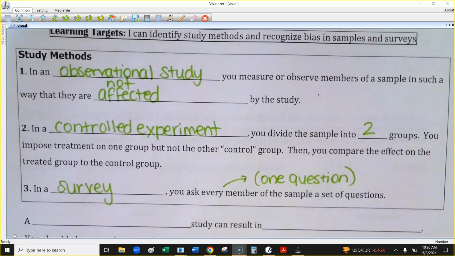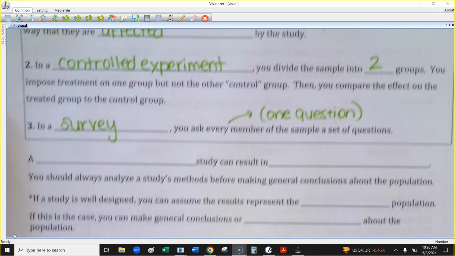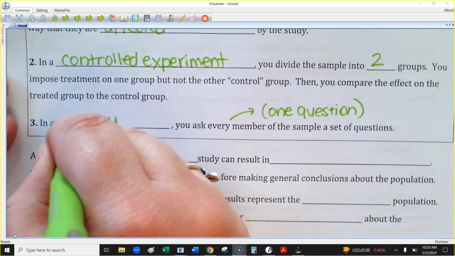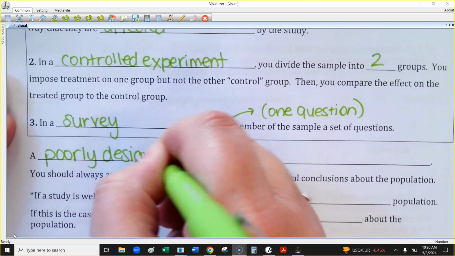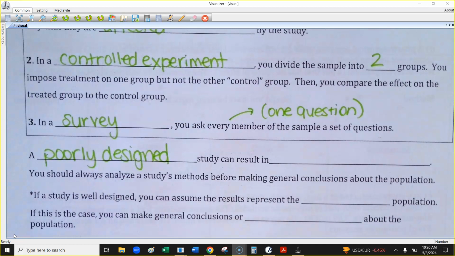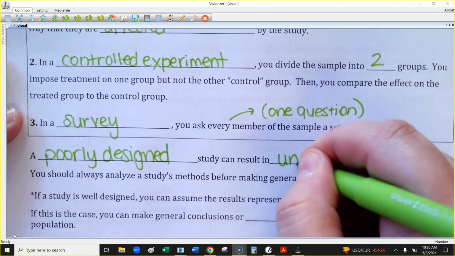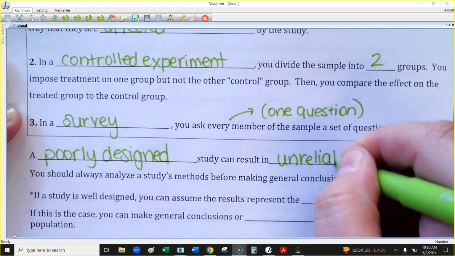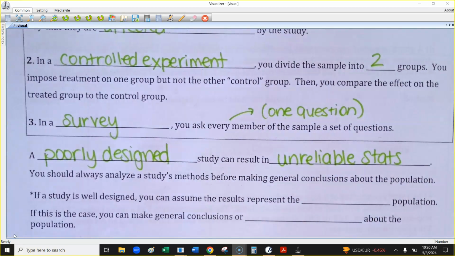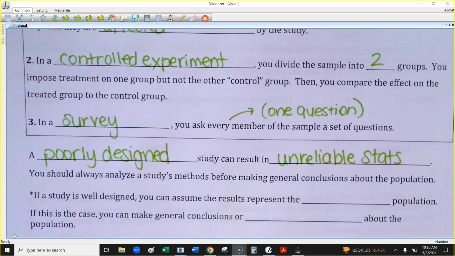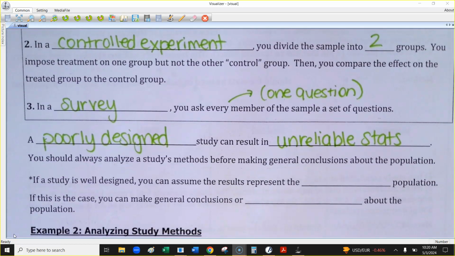All right, so I'm just going to fill these in really quick. This is going to say a poorly designed study is going to result in unreliable statistics. Am I right? Unreliable stats. So if you do not do a good job setting up your study, whatever data you collect might just be bad. So make sure you're going to design it in a good way. So we're going to talk about these examples today and how they were designed.